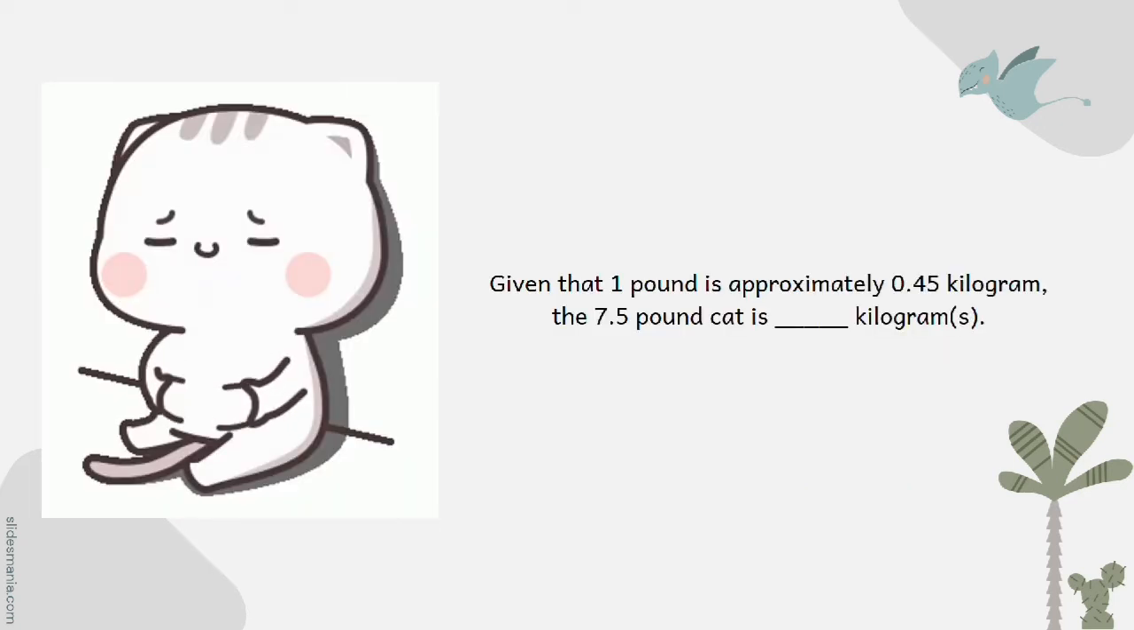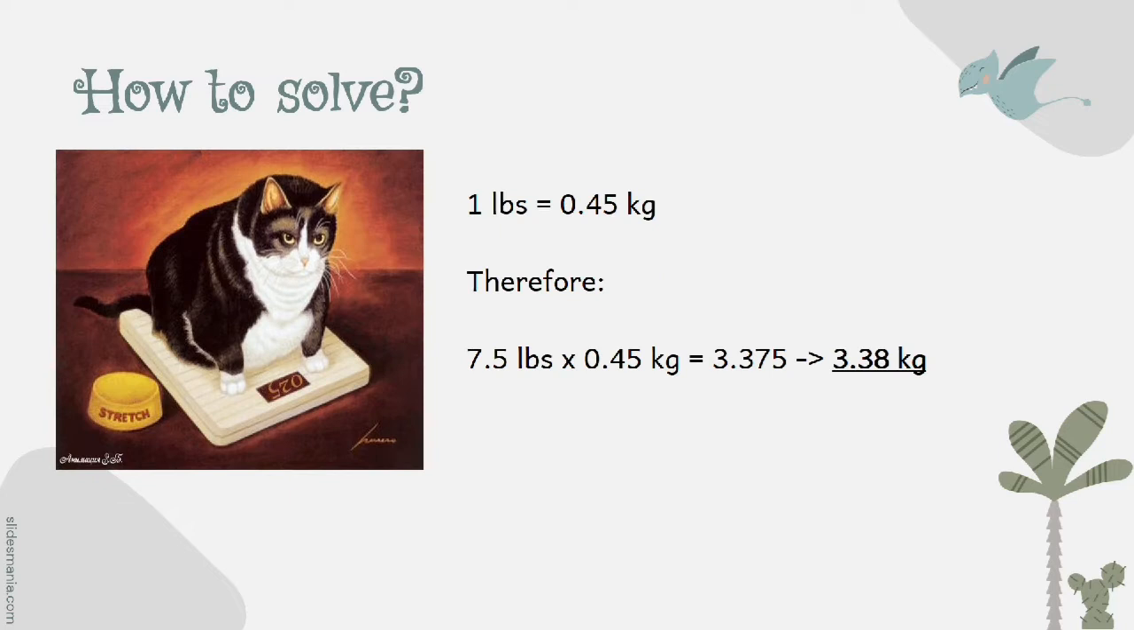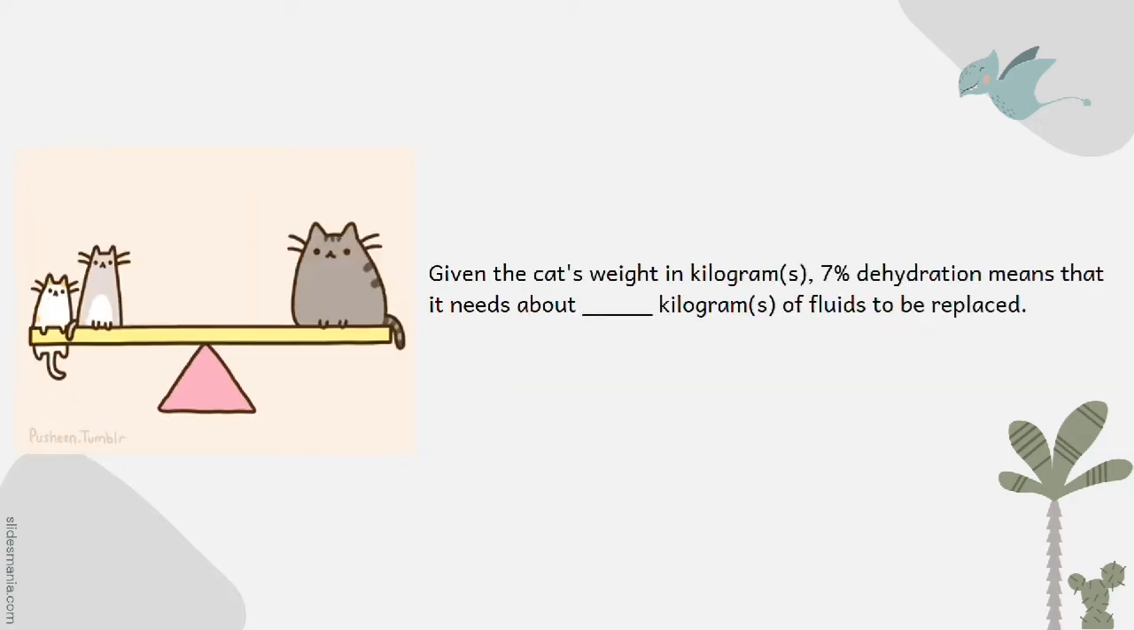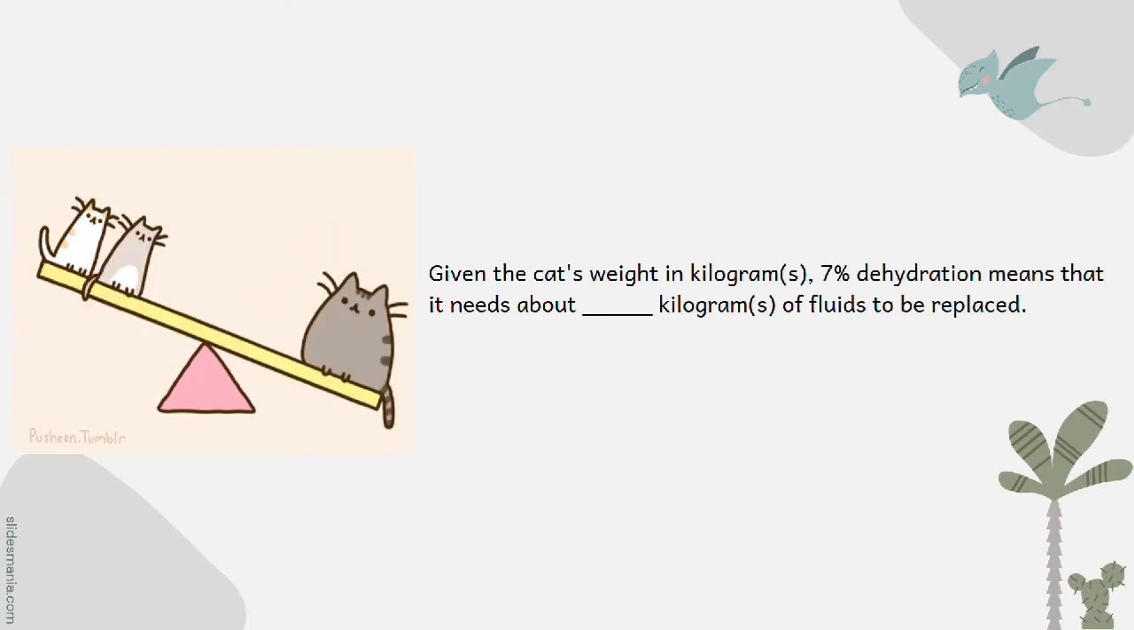Given that 1 pound is approximately 0.45 kilogram, the 7.5 pound cat is blank kilograms. How to solve it? 1 pound is approximately 0.45 kilograms. Therefore, 7.5 pounds times 0.45 kilograms is equal to 3.375 or 3.38 kilograms.